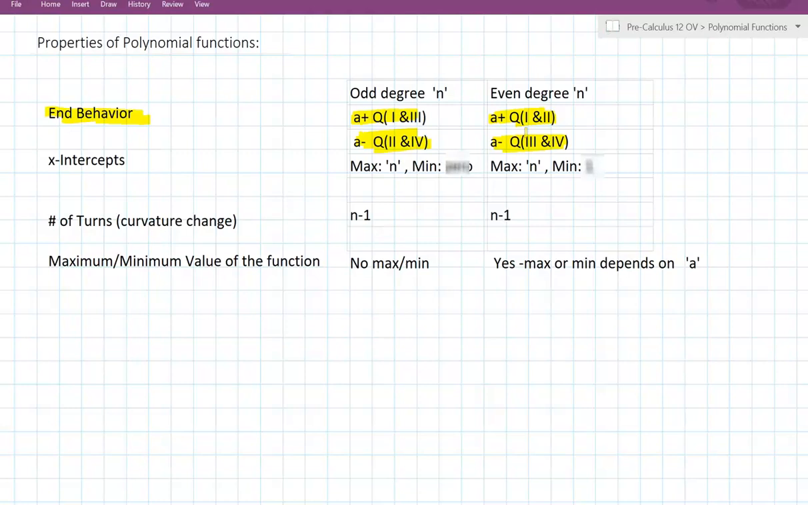And then the x-intercepts. This is the number of zeros, or x-intercepts. That's when the graph crosses the x-axis, and each one has a minimum and maximum depending on the degree being odd or even. The maximum is n for both odd and even degree, but the minimum matters. It is 1 for odd degree, and for even degree the minimum is 0. So the minimum number of x-intercepts is set up for the odd and even degree. Maximum, they're both the same.